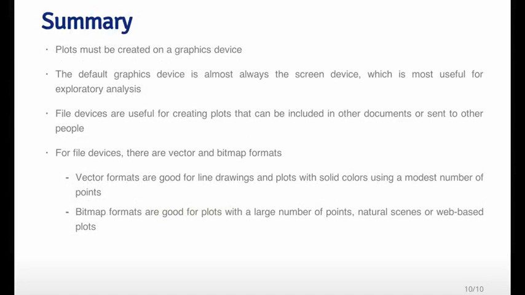So that's a quick summary of the graphics devices in R. The basic bottom line is that every plot must be created on a graphics device. Usually this is the screen device, which is useful for exploratory analysis. But if you want to preserve a plot or send it to someone, you have to create a plot in a file device. There are a variety of different file formats that you can use. There are vector formats like PDF and SVG, and there are bitmap formats like PNG and JPEG that you can choose from.